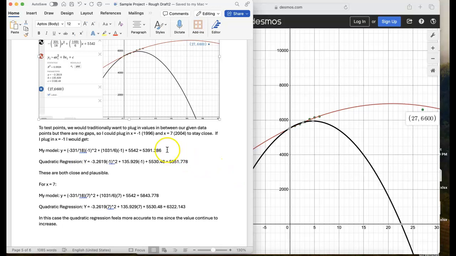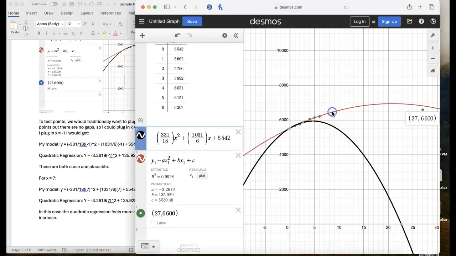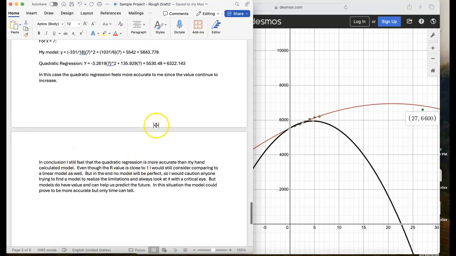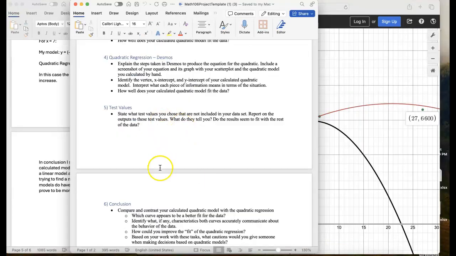That's what I wanted to point out: by plugging in test values, we're comparing the two models. So for x equals -1, those numbers are really close together. But for x equals 7, they are over 500 apart. And that's a pretty significant difference. So in that case, I would say that the red, the quadratic regression, is more accurate than my model. So that's what we're doing, we're comparing the two models. That's what you're going to do at the test points.